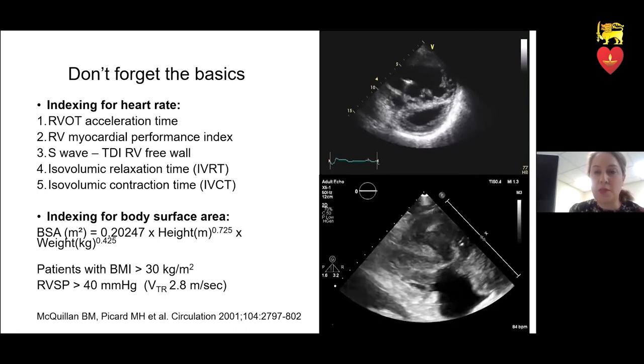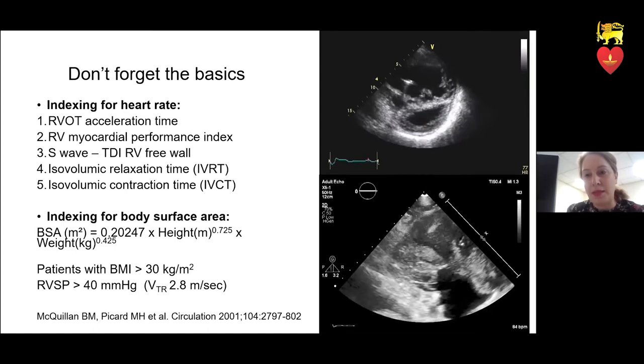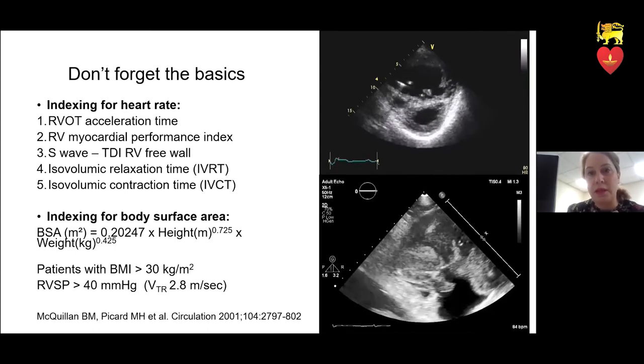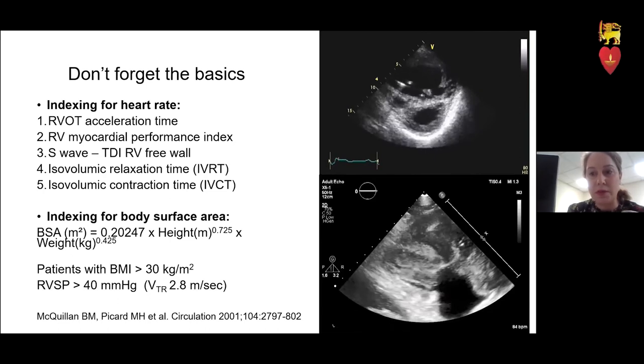This actually started very early in 2001, when Dr. Picard and McKillan described that right ventricular systolic pressure is highly dependent on the body surface area and age. That's why, when we have, for example, a 90-year-old patient with a right ventricular systolic pressure of around 40 millimeters of mercury, we cannot establish that as pulmonary hypertension. It would be a mistake.